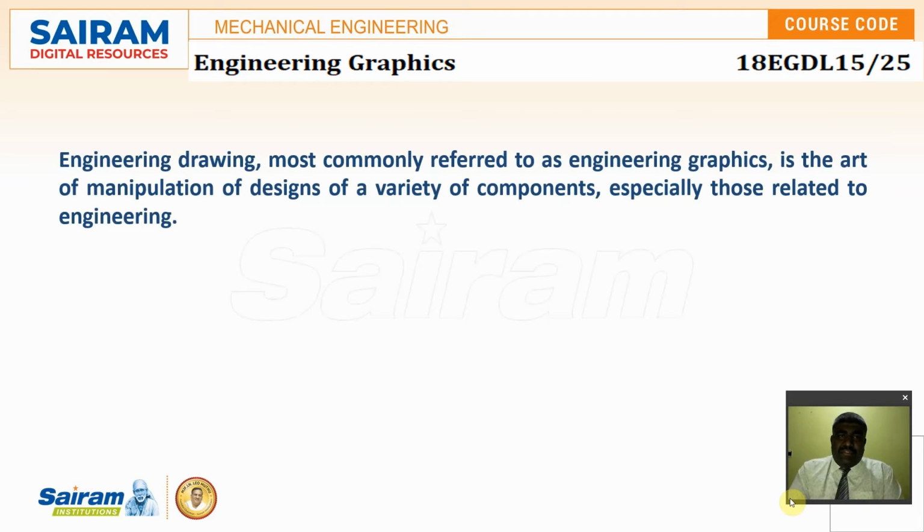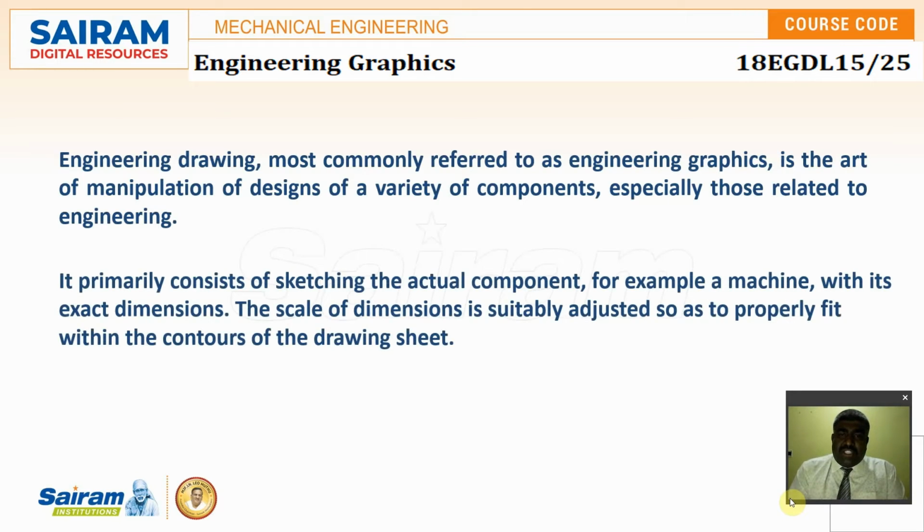So coming on to the definition of engineering drawing, it is most commonly referred to as engineering graphics and it is the manipulation of designs of a variety of components, especially in the engineering field. And it primarily consists of sketching of actual components. For example, it may be a machine or an automobile or a mobile, whatever it may be. So it should be of exact dimension.